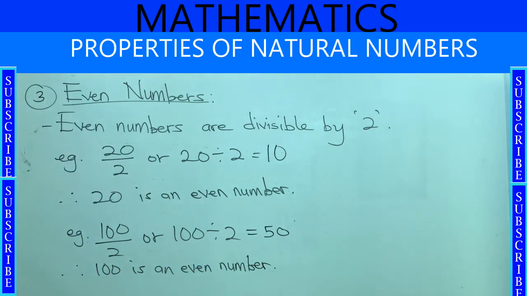So 20 is an even number, 100 is also an even number. Why? Both numbers are divisible by 2. When you divide them by 2, there wouldn't be any remainder. I believe you are with me. Are we making progress? Good. Let's take another example.